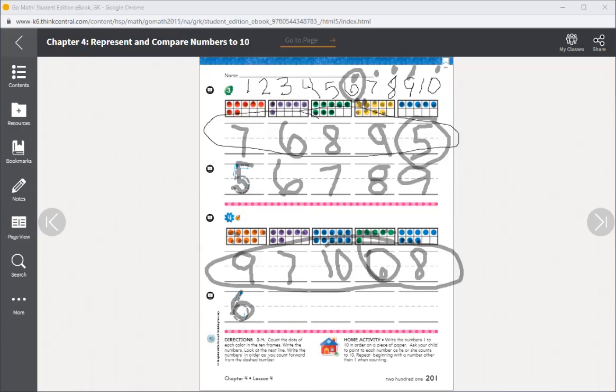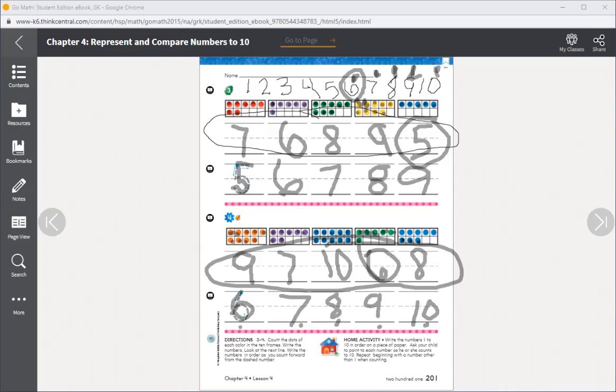And then we're going to put them in order. 6, what comes after 6? 7. What comes after 7? 8. What comes after 8? 9. What comes after 9? 10. Right. Now we put them in order. Let's double check. 6, 7, 8, 9, 10. Yep, we got those in order.